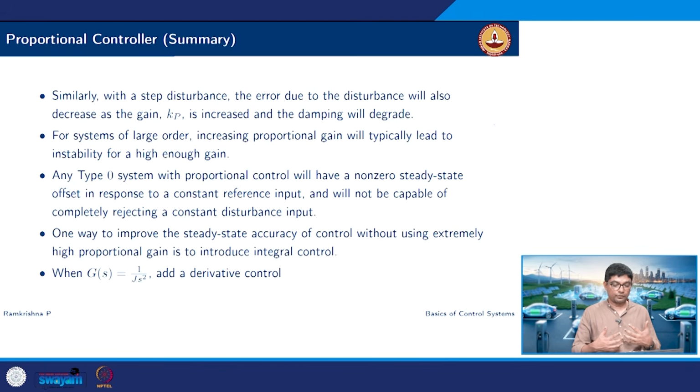Okay. So, what is the summary of this? If I just take the same system and look at the step disturbance, the error will also decrease as the gain is increased, but then of course the damping will degrade, as we saw earlier. For systems of large order, increasing Kp might lead to an unstable system, right.